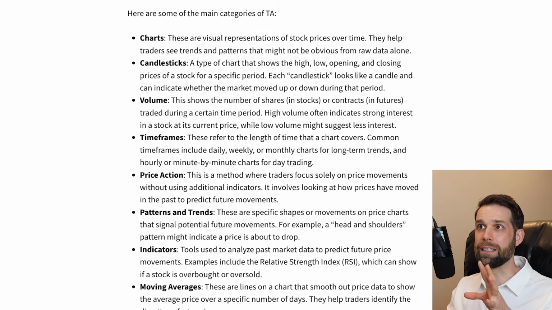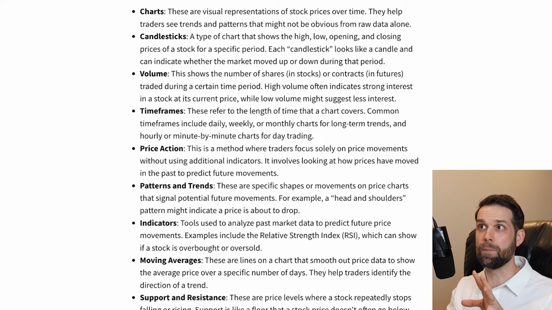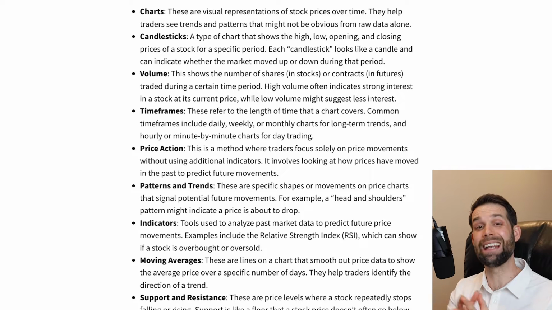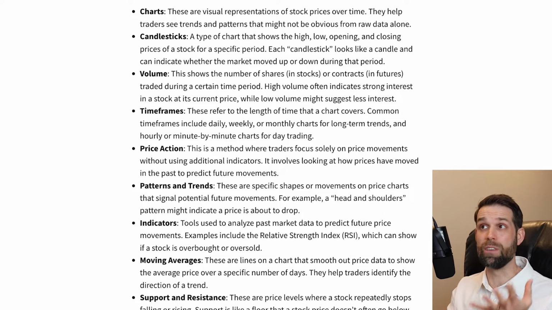And these are some of the things that we plan to discuss on this YouTube channel. These are the main category pieces of content, so to speak, that I aim to get familiar with over the next few months. So charts, these visual representations of stocks over time. As a technical analyst, you're going to be studying charts a lot. You're going to look for trends and patterns.